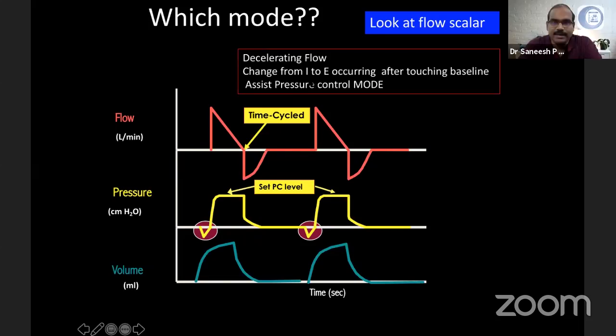Decelerating flow, changing from inspiration to exhalation, occurs after touching the baseline. So this is assist pressure control mode. Okay, because patient is triggering, these are assisted breath.